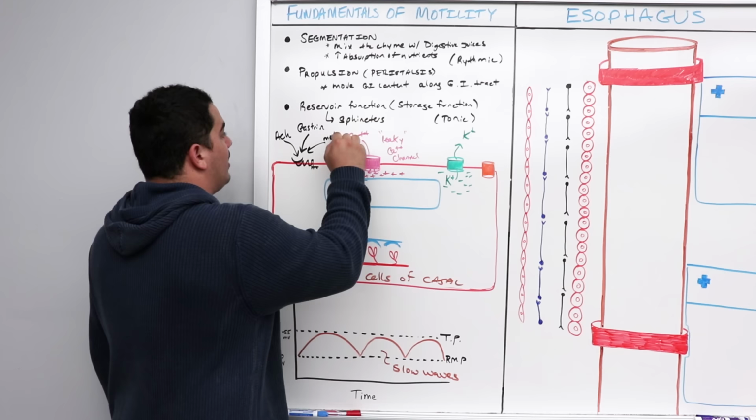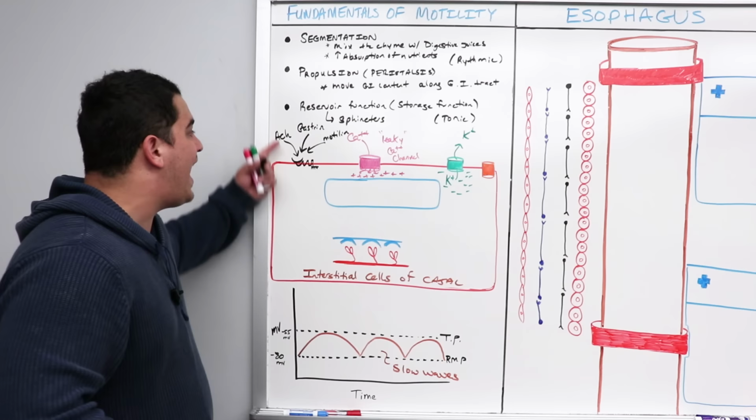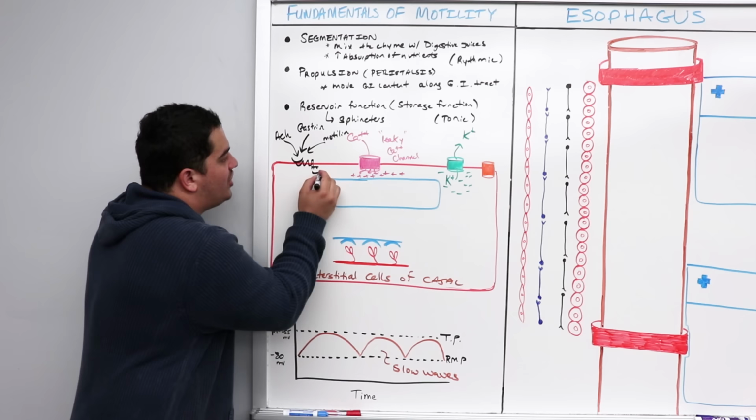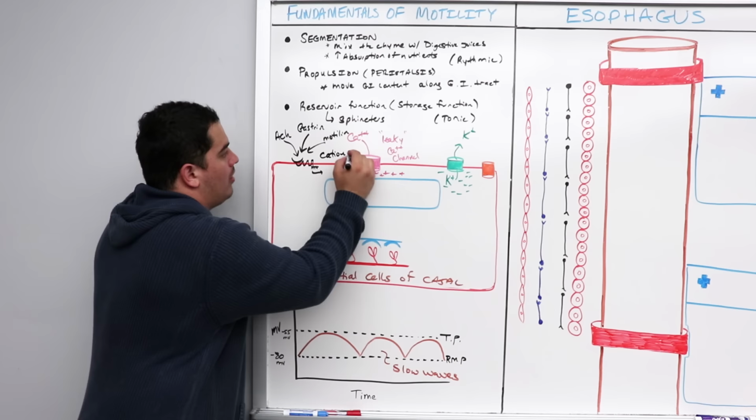The whole point here is that these guys have the ability to load cations into the cell. So let's say that they have a way to somehow stimulate a lot of cations to flow into the cell, making the cell super positive.